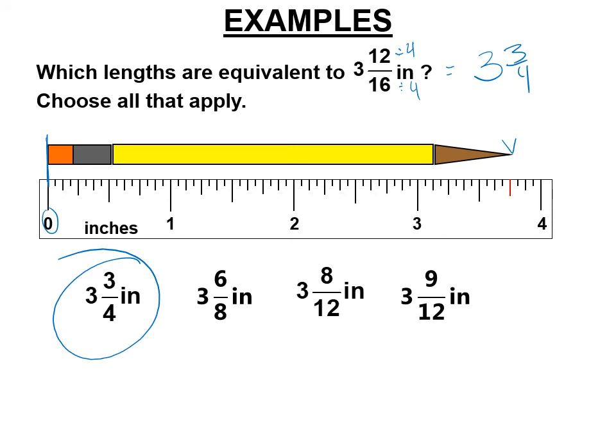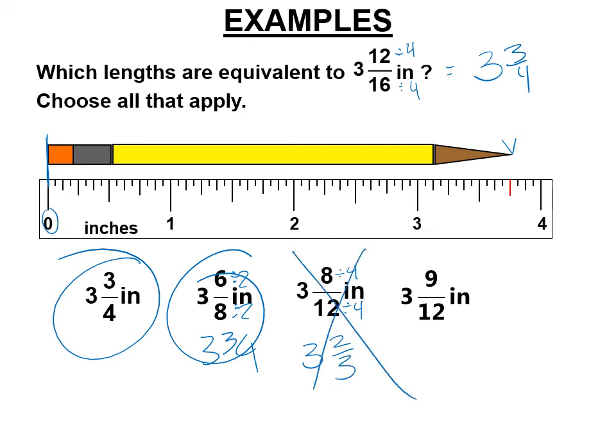That's the same amount. And then 3 6/8. Let's see what that simplifies to. Oh, that simplifies to 3 3/4 also. So that's also equal to it. 3 8/12. Well, 8 is divisible by 4. So you get 3 and, oh, this is 3 2/3, not 3 3/4. So not that one. And 3 9/12. Yes, that also makes 3 3/4. So these three were all equal to 3 12/16.